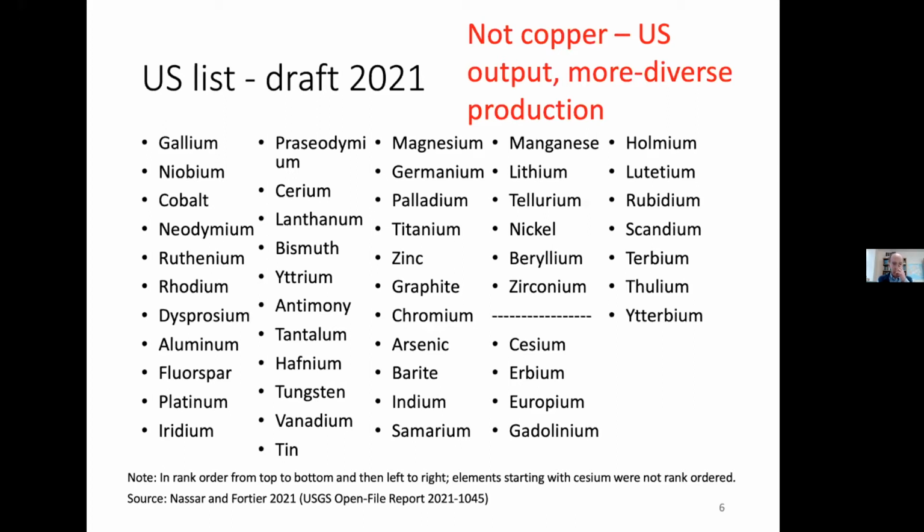Note, however, what is not included: copper. Copper clearly is indispensable or vital for many things, really for all things electric or electronic, and yet it's not on the list. That is specifically because copper, relative to these listed elements, has more diverse production, there's significant US output, and therefore it doesn't meet the definitional requirements for critical in this specialized sense of the word.